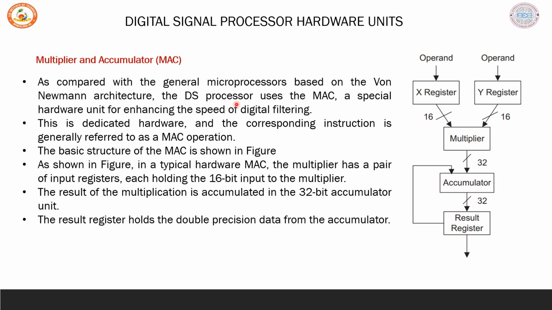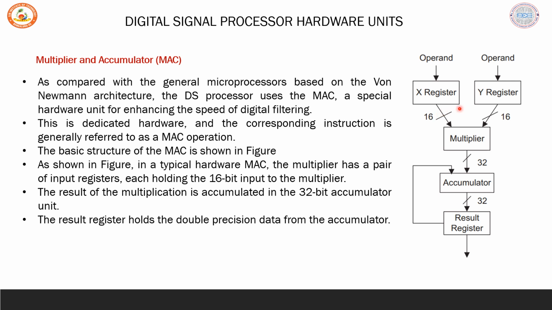Now, in comparison with the general microprocessor, which is based on the von Neumann architecture, the digital signal processor uses the MAC, a special hardware unit for enhancing the speed of digital filtering. This dedicated hardware and the corresponding instructions provided for accessing it are collectively called MAC operation. The basic structure of MAC can be seen from the diagram here.